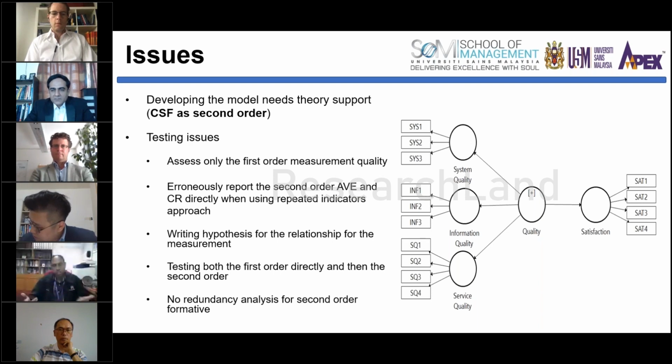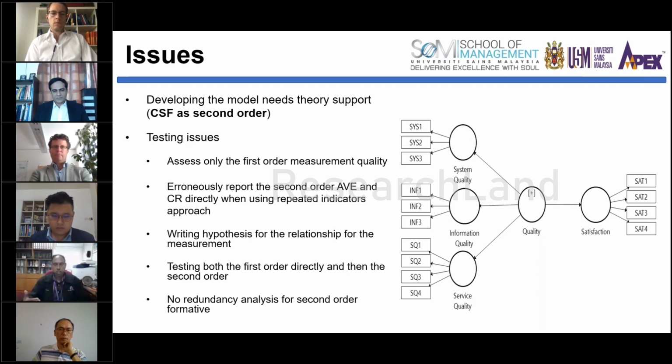The other testing issues you face with second order models are these. Many candidates only assess the first order measurement quality. The second order measurement quality they don't show, because sometimes the loadings are very low. The second issue is that in SmartPLS, when you do repeated indicators, you get an AVE and CR on the second order factor, but you should not report that AVE and CR. You should calculate it manually, or you can move to the second stage where you get it directly. The third issue is when you write hypotheses to link your second order factor and your dimensions. In this model, the only structural relationship we are testing is between quality and satisfaction.